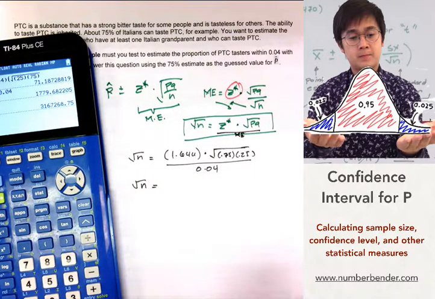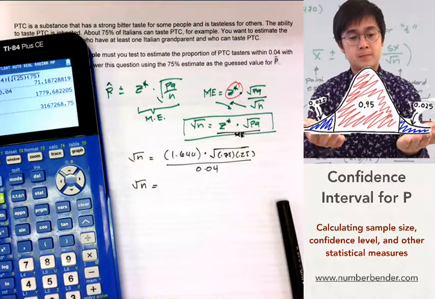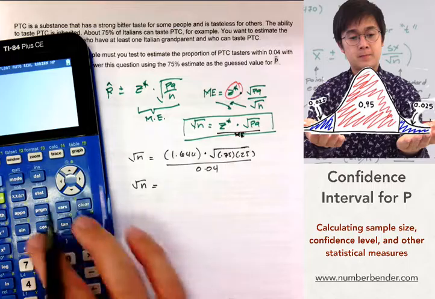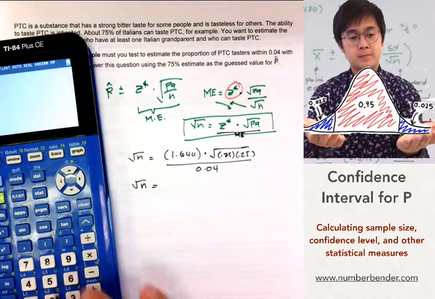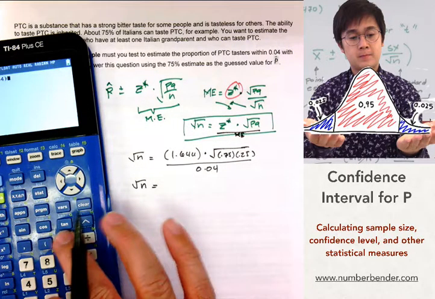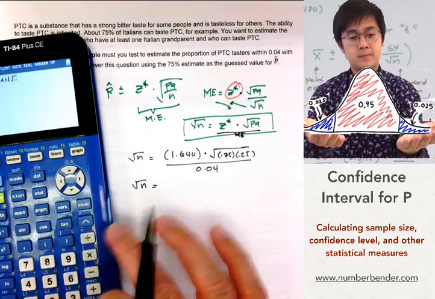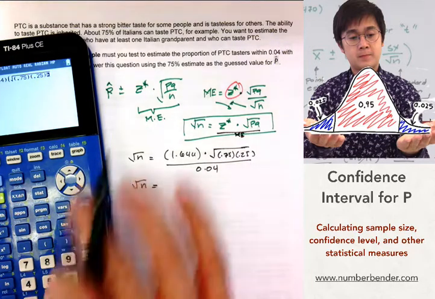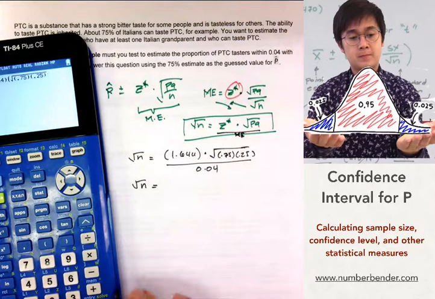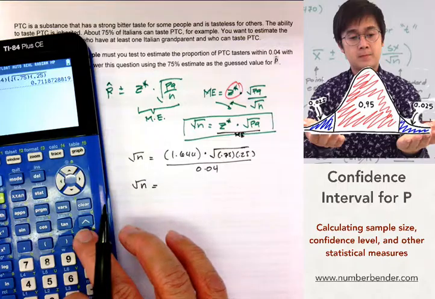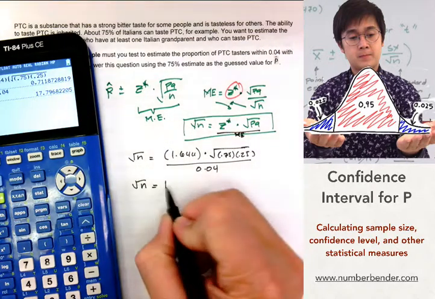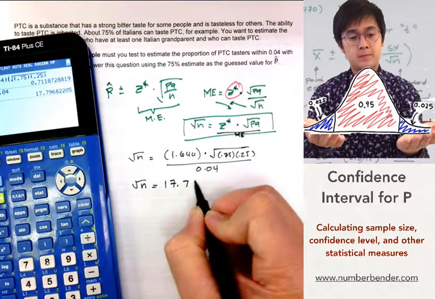So, to get our n, all we have to do is multiply 1.644 by the square root of 0.75, 0.25. So, we divide it by 0.04. We'll have 17.7968. And we need to remove the square root.